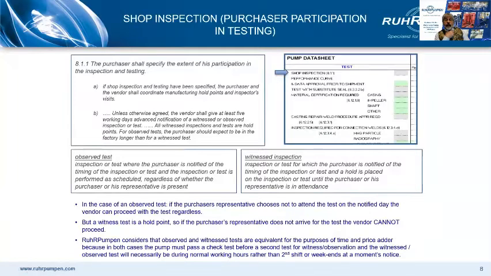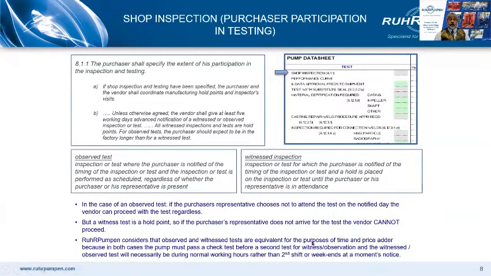With both witnessed and observed tests and inspections, we have to schedule the test and give 5 days notice to the client. With an observed test, if the customer inspector doesn't show, we can carry on. But with a witness test, it's a hold point, and we cannot proceed without the inspector.